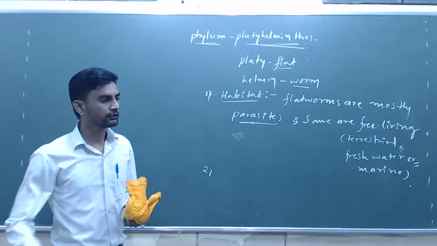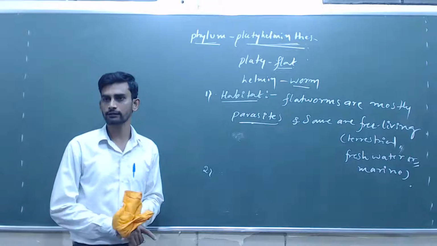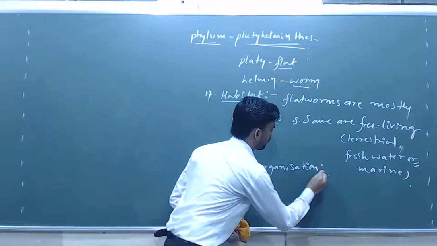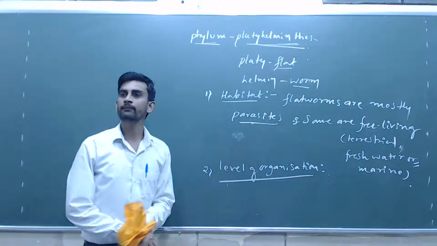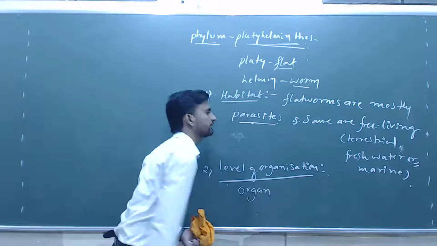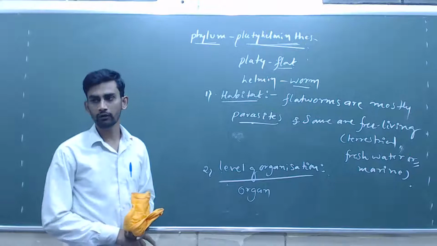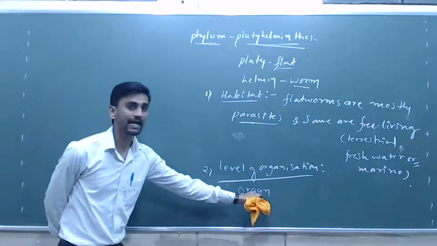After completion of this character, we will move to another very important characteristic feature. What is that? Level of organization. Usually these animals exhibit organ level. I have already told you this while studying the basis of classification. First we started with the levels of organization. The first level is the cellular and tissue level, followed by the organ level of organization. So you just remember that.